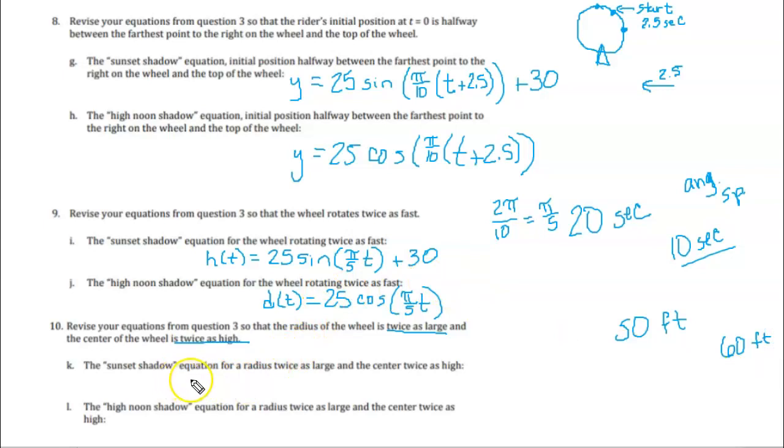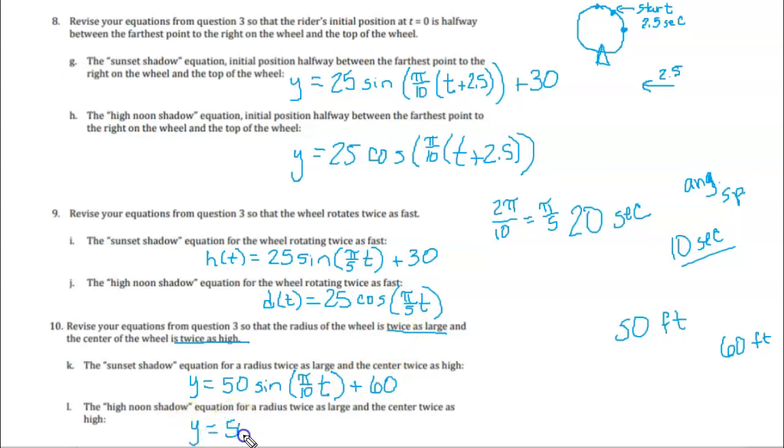So if we think about our equations, we did change our radius. So instead of 25, it should be 50. We did not mess with our angular speed though, so that's still going to be pi over 10. And we're not changing where we're starting from. We're going to start at the right-hand side, so that's not getting shifted any. It'll just be the time. But instead of being 30 feet above the ground, I am 60 feet above the ground.